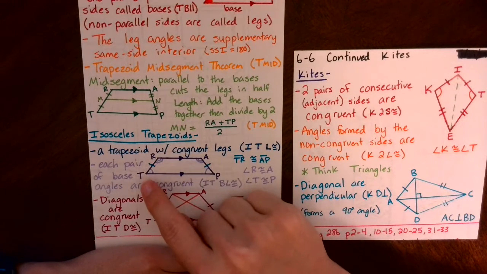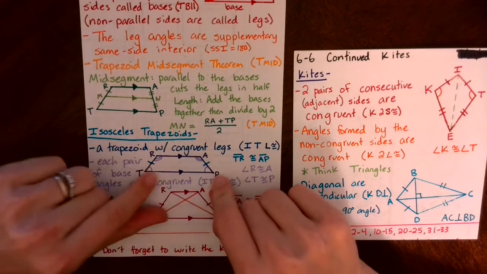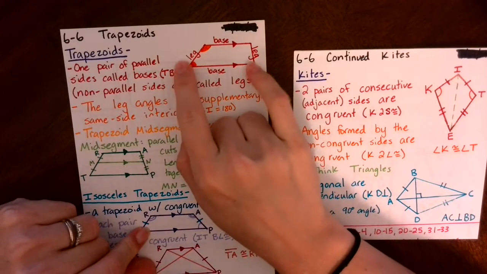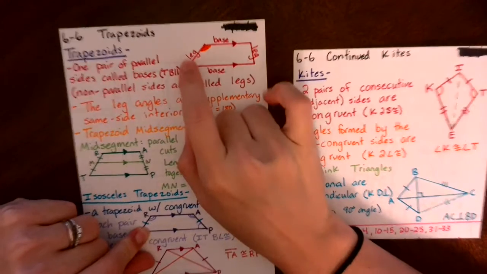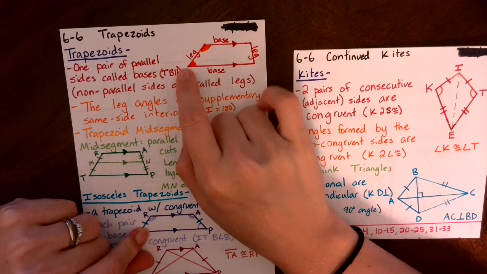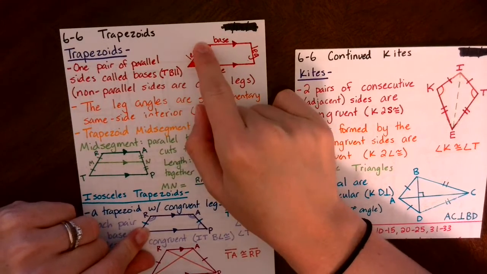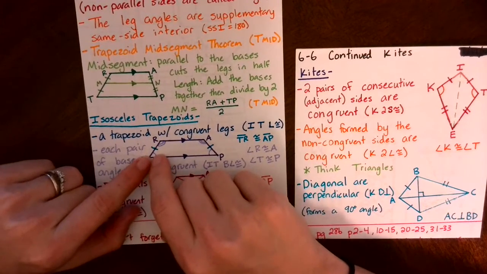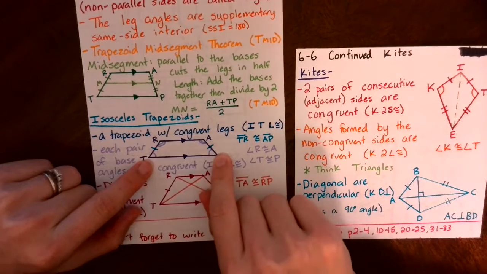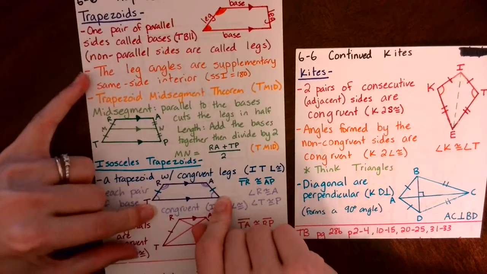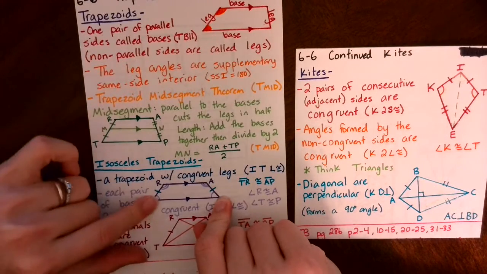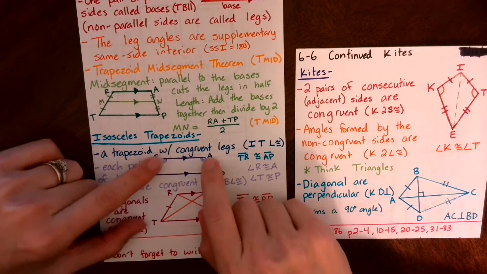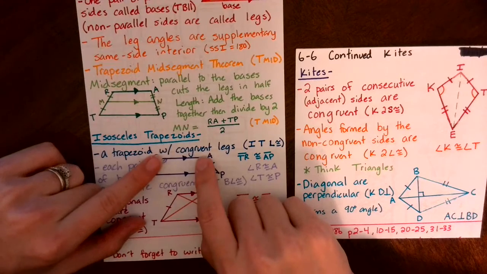And on isosceles trapezoids, the base angles are congruent. So in general trapezoids, these two angles don't relate at all. If we only know one angle in a regular trapezoid, we can only find one other angle. In an isosceles trapezoid, if we know one angle, we know T and P are going to be the same, but we also know that the leg angles are supplementary. So we know we could subtract T and P from 180 and get R and A. They're going to be the same as well.